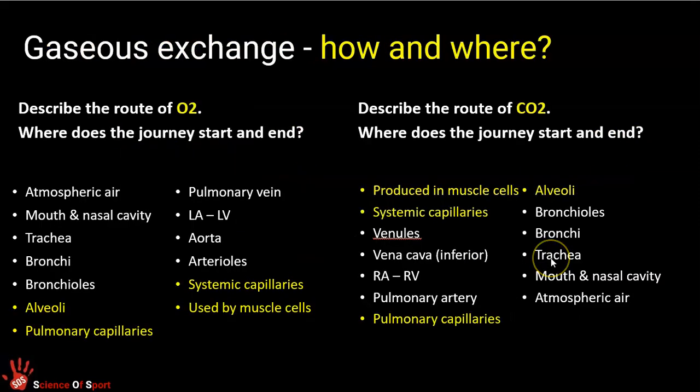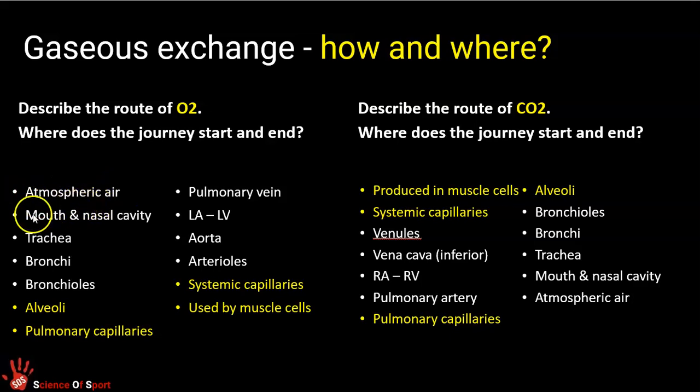Okay, so gaseous exchange. We're going to go through where this occurs, and we're going to go through how this occurs, the process with which gases diffuse from one place to another. Now, you will only need to know about the gas exchange of oxygen and of CO2. So let's look at the story of oxygen. The story of oxygen starts in the atmosphere. We breathe in volumes of atmospheric air, and in that air we have 21% oxygen. So the story starts in the atmosphere.